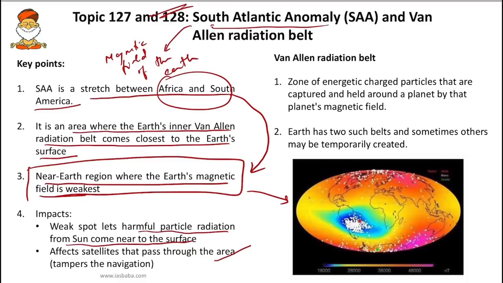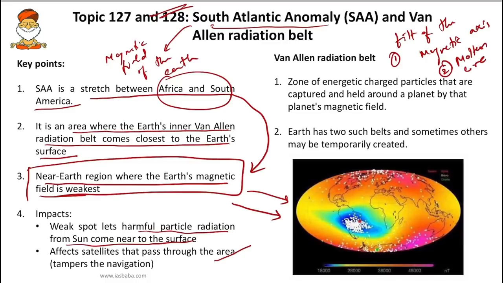As the Earth's north pole and south pole are not perfectly aligned, the tilt in the axis leads to this particular anomaly. Next, students should know why this particular region, that is Africa and South America, the South Atlantic Anomaly region, is weak. Two important factors: one is the tilt of the magnetic axis, and the second one is the molten core. Because of these two things, there is a dent in the Earth's magnetic field.